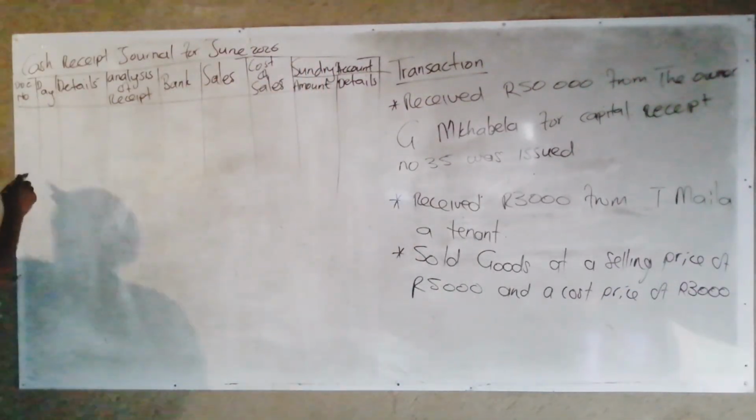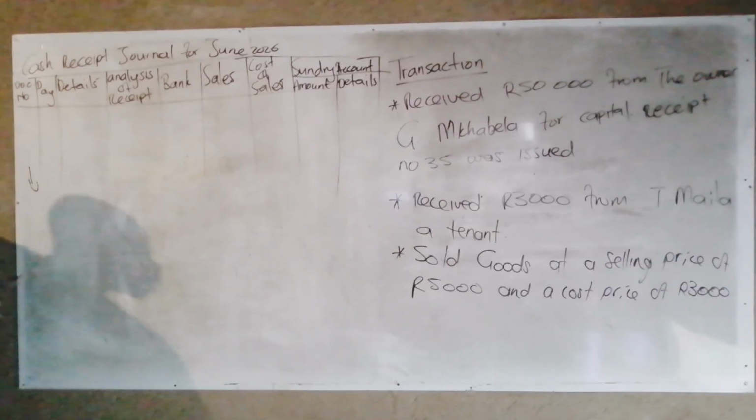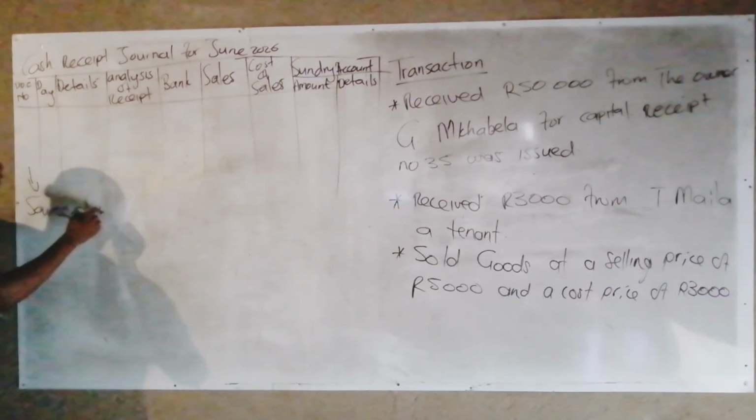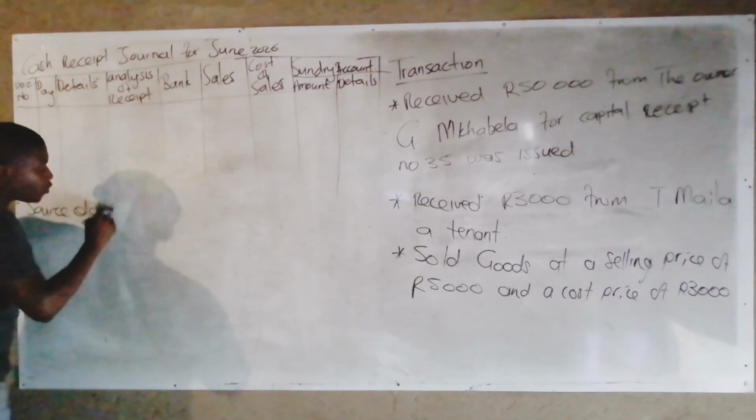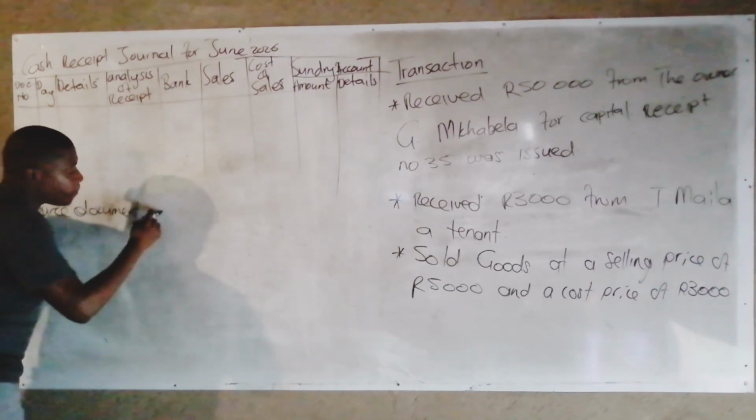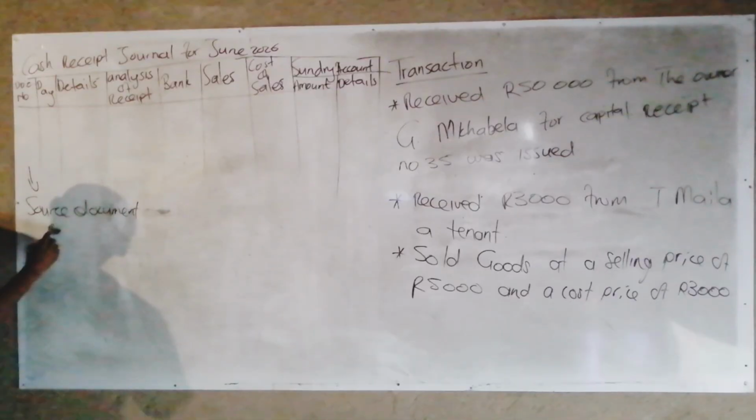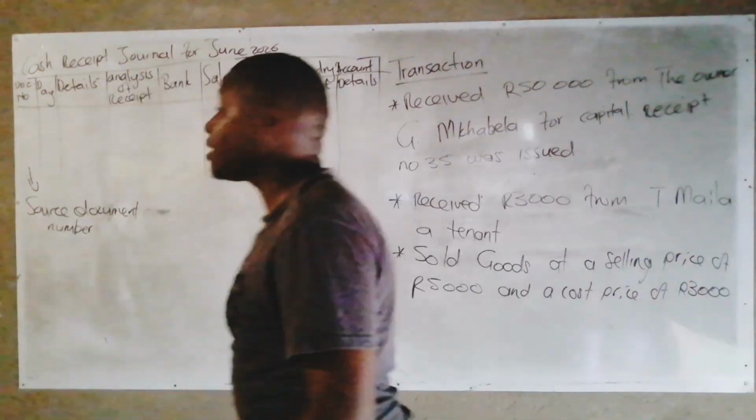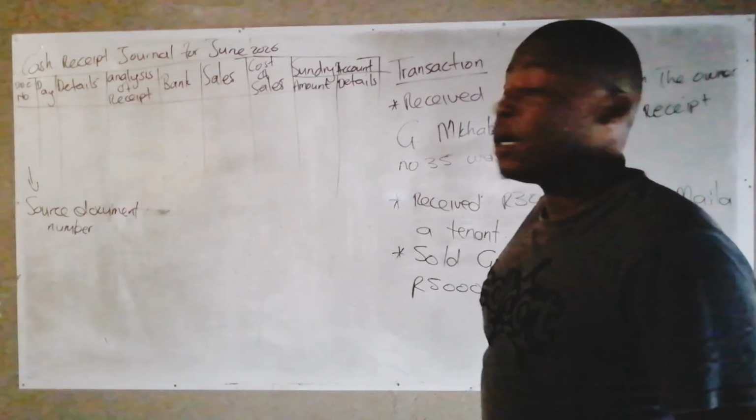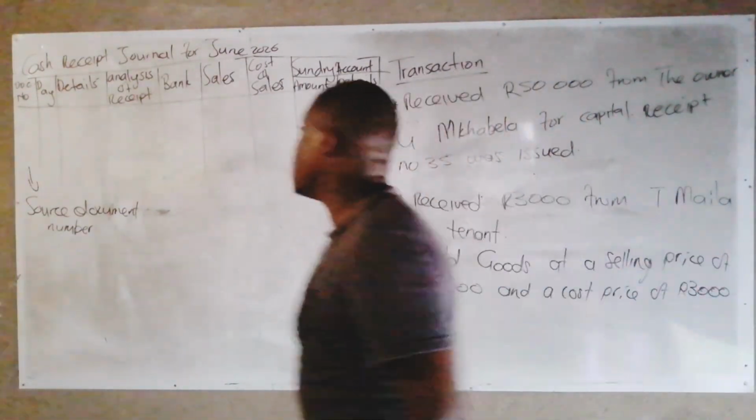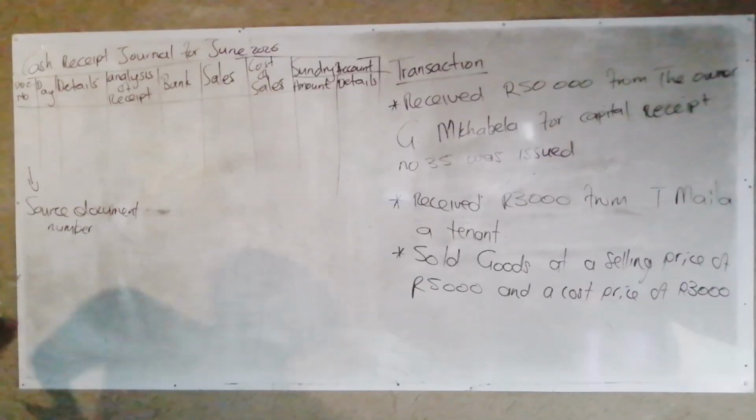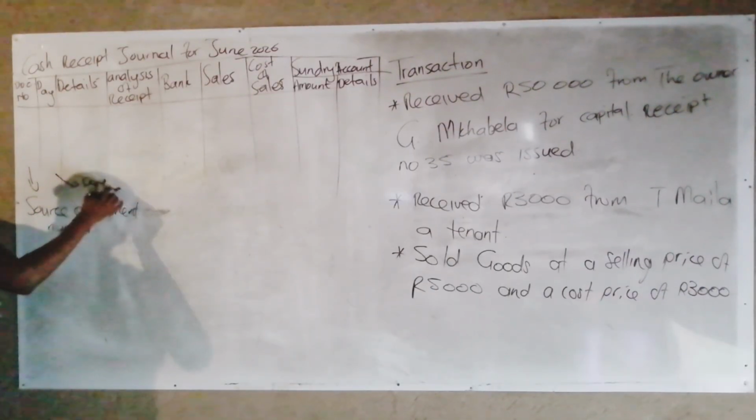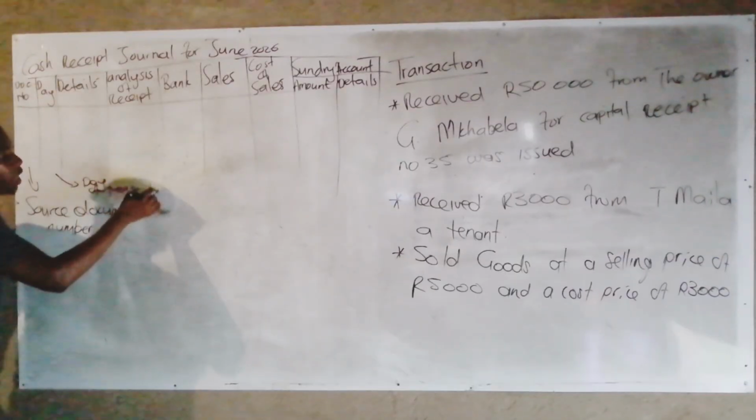All right, so the document number here, you should record the source document number. There are various source documents: receipts, invoices, debit notes, credit notes. So you should check those. Then the day of the transaction. When did this transaction happen?